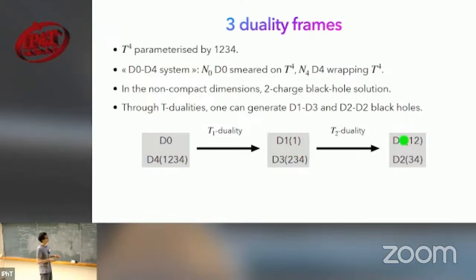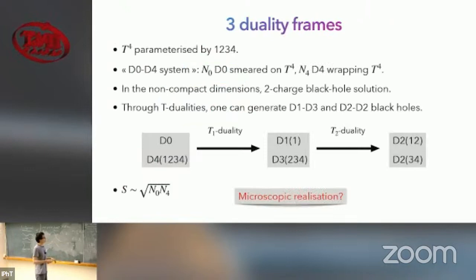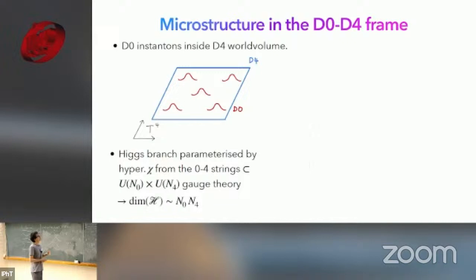So, okay, the entropy scales like square root of N0 N4, but you could ask, what is the microscopic realization of these systems? So, for the D0, D4, the way to understand this is that we have D0 instantons inside of the D4 world volume. And you can understand this as the Higgs phase. The Higgs branch is parameterized by some hypermultiplets, chi, that are formed by the 0-4 strings. And the dimension of this Higgs branch is proportional to N0 times N4.